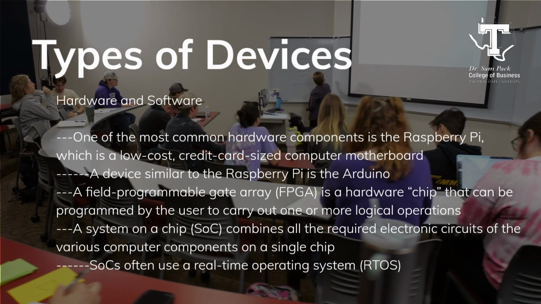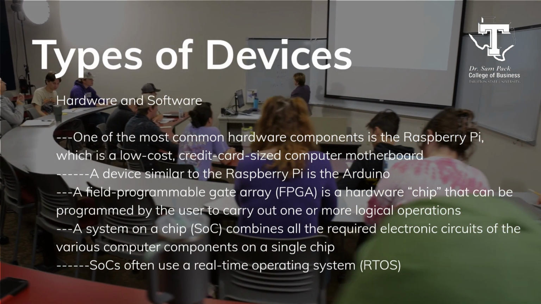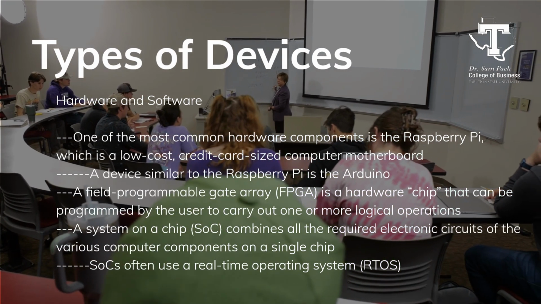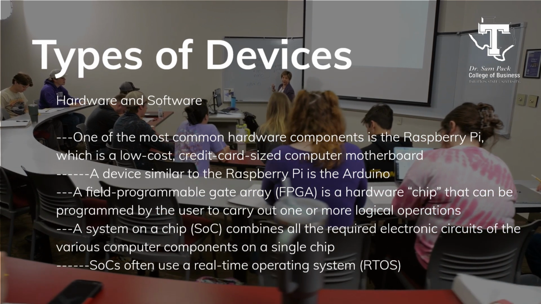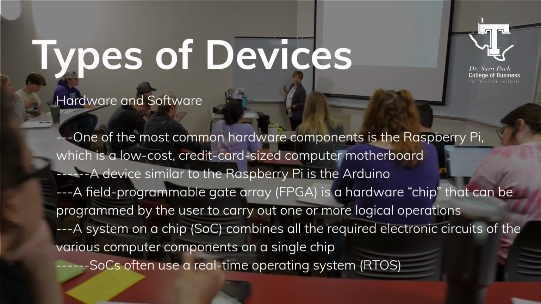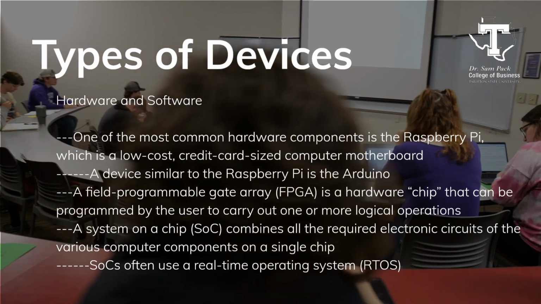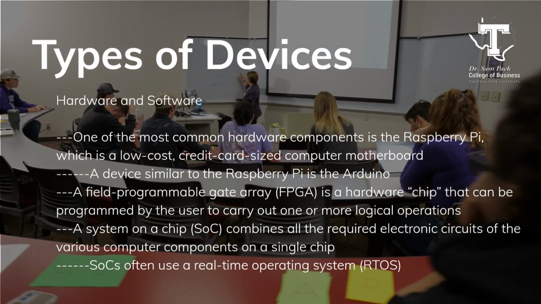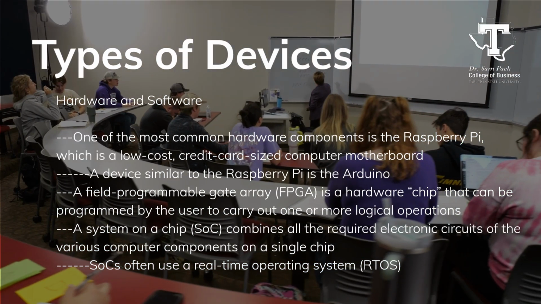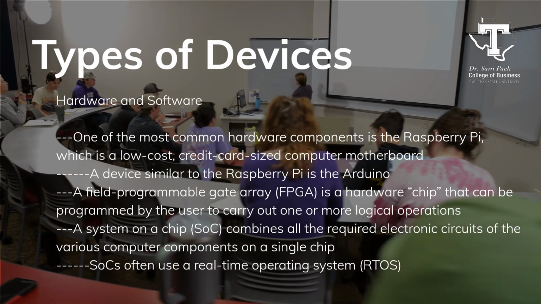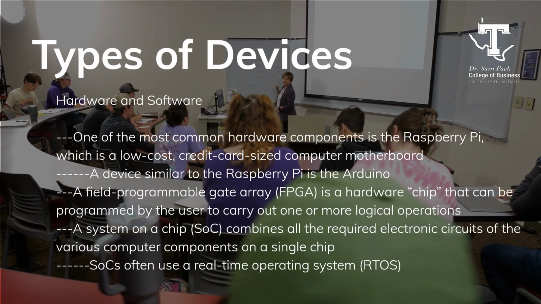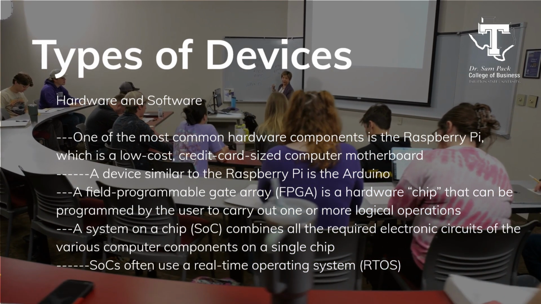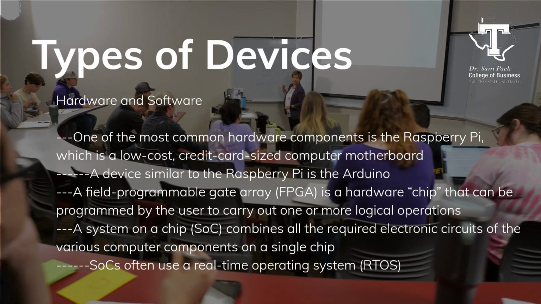Now, let's talk about some cool hardware components. Have you heard of the Raspberry Pi? It's a small, affordable computer that fits in your hand, about the size of a credit card. You can use it for all sorts of projects, from learning to code to building your own gadgets. Next, we have the Arduino. It's similar to the Raspberry Pi but focuses more on controlling physical components like lights and motors. It's great for creating interactive projects.